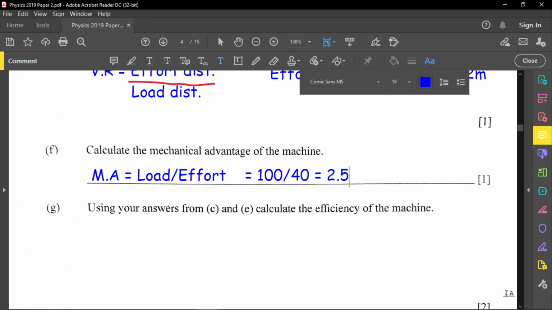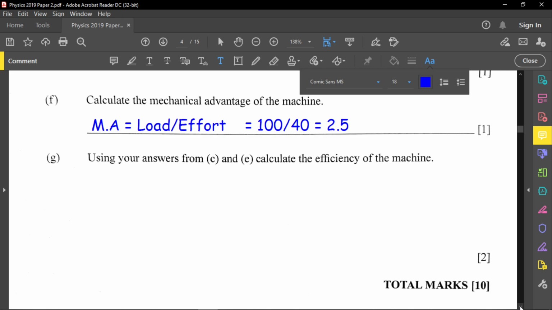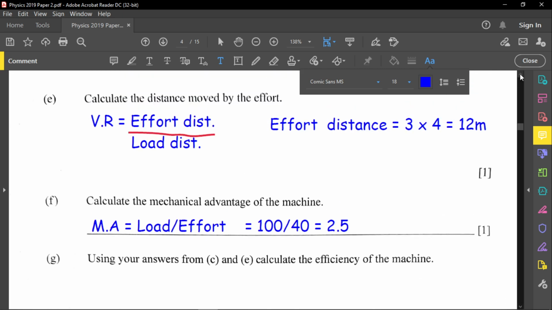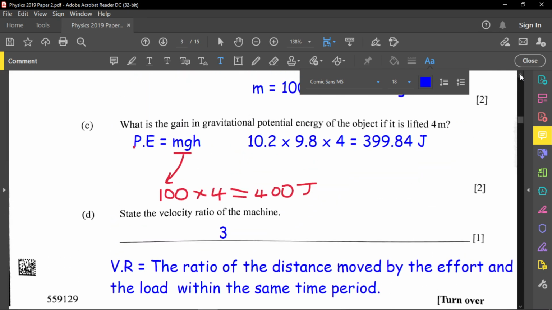Now it asks us to calculate, using the answers from C and E, the efficiency of the machine. Efficiency of the machine can be given by 2 different formulas. They ask us to use C and E to do that. E was, let me just see what is in E again. E is the distance moved by the effort. And in C, we calculated the energy right here.